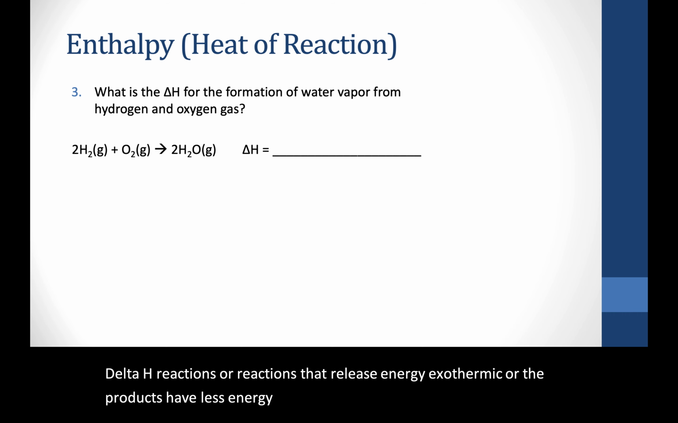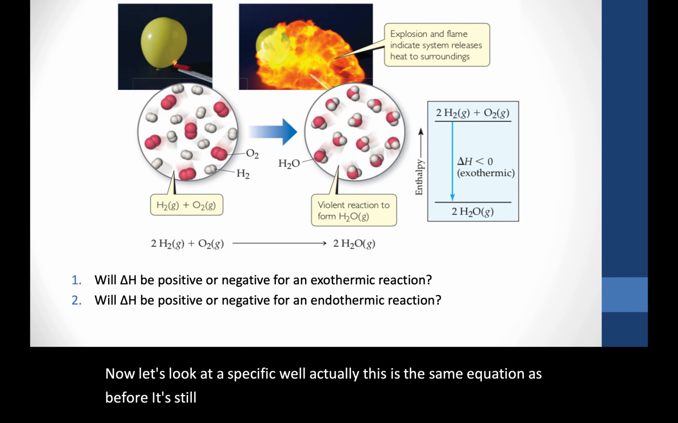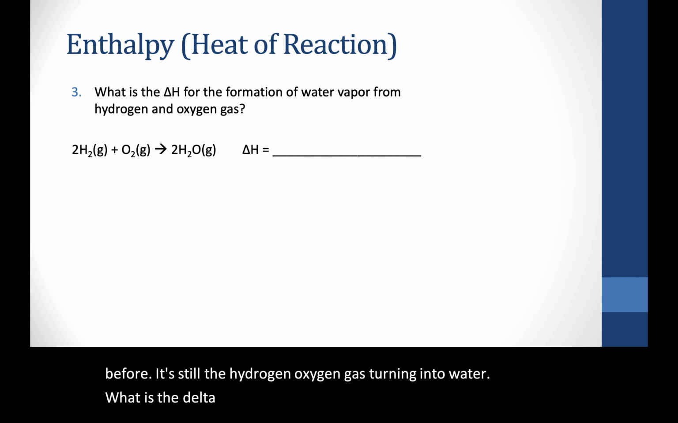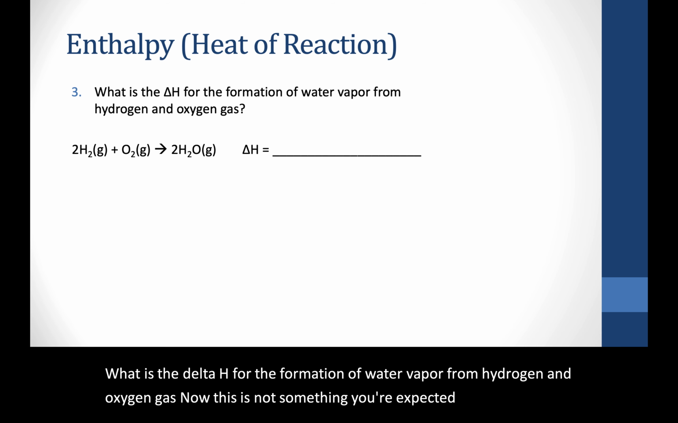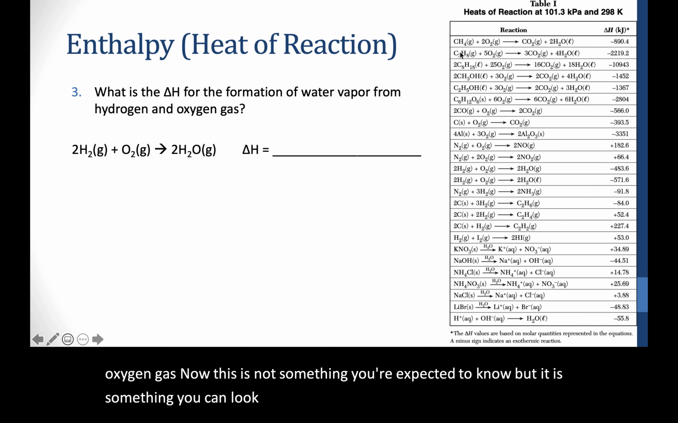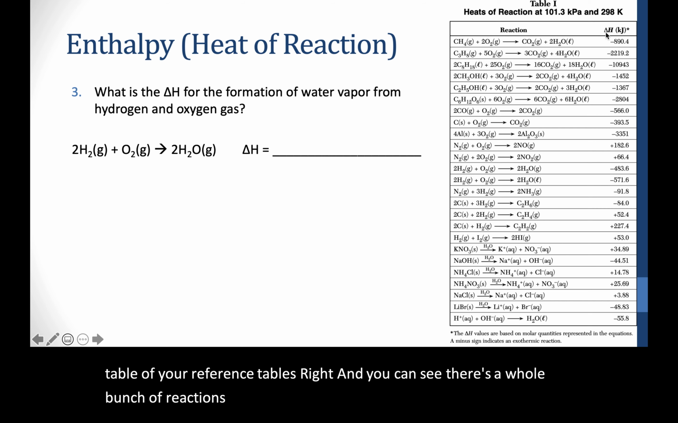Now let's look at a specific, well, actually this is the same equation as before. This is still the hydrogen, oxygen gas turning into water. What is the delta H for the formation of water vapor from hydrogen and oxygen gas? Now this is not something you're expected to know, but it is something you can look up, okay? So this is your reference table, well, one table of your reference tables, right? And you can see there's a whole bunch of reactions here. And in the right-hand column, it gives their delta H in kilojoules.